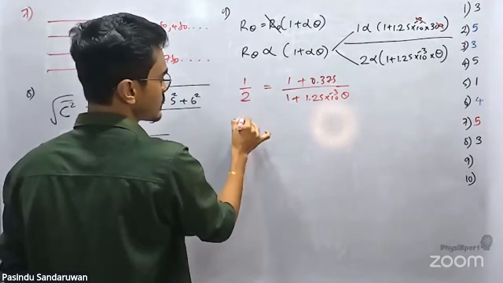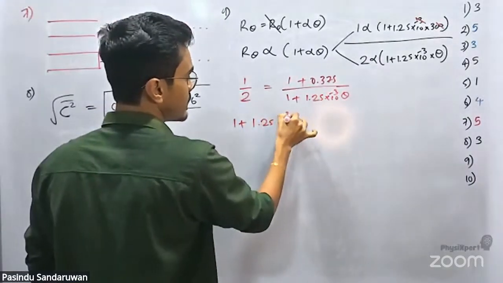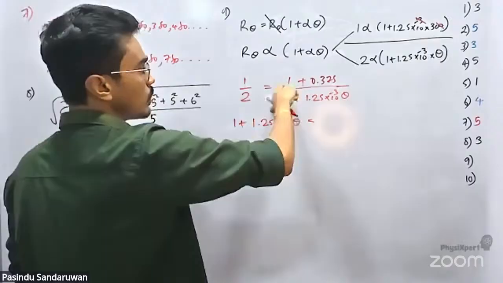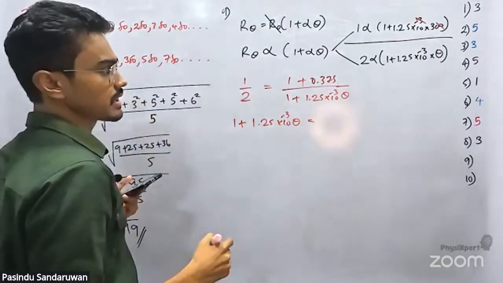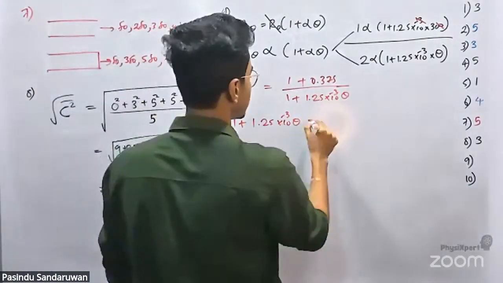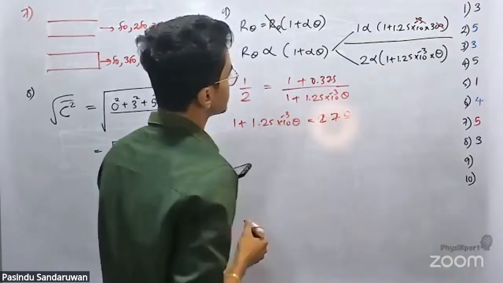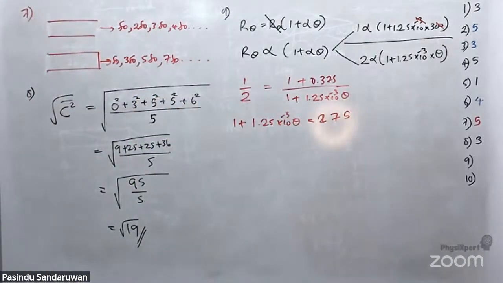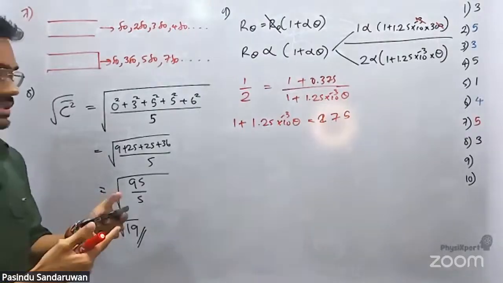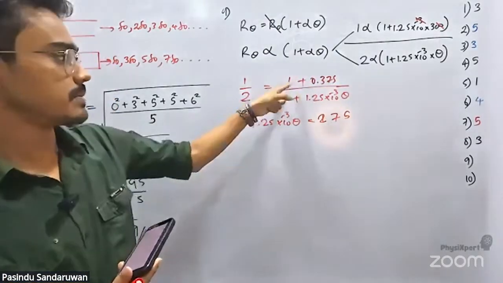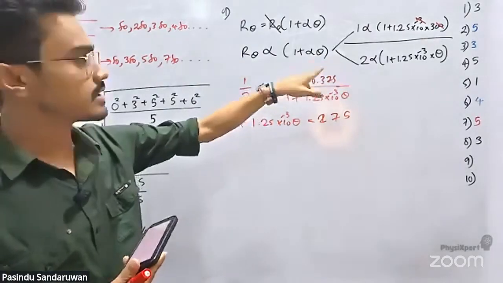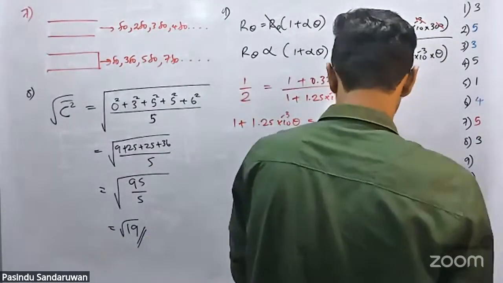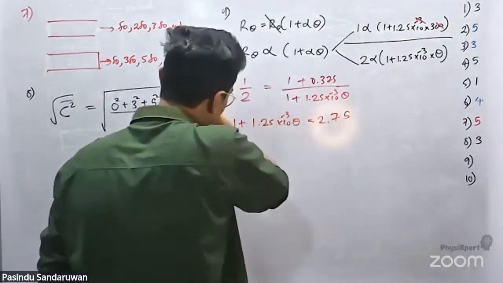Simplify this. 1 plus 1.25 times 10 to the power minus 3 theta equals 1.375 times 2, by cross multiplication. 1.375 times 2 means 2.75.